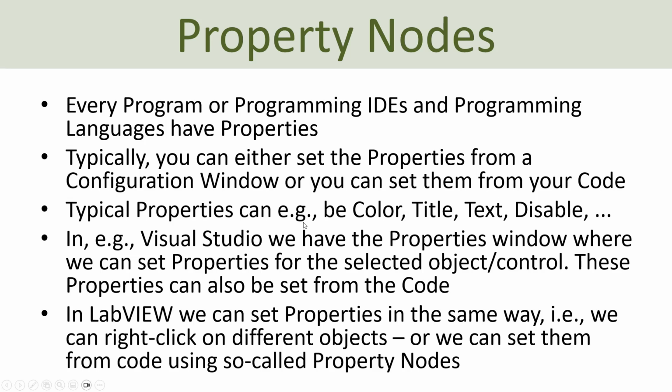So typical properties can be color, title, text, disable, whatever. It could be hundreds. Each user interface component could have 100 different properties. For instance, in Visual Studio, we have the properties window where you can set the properties for the selected object or control on your user interface.